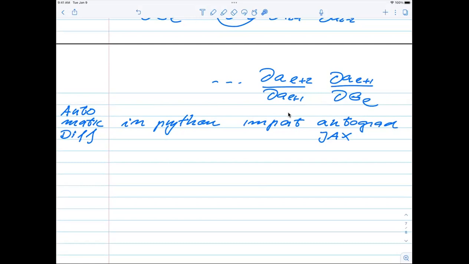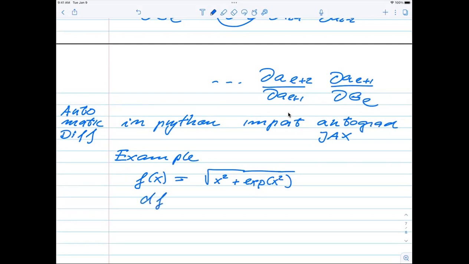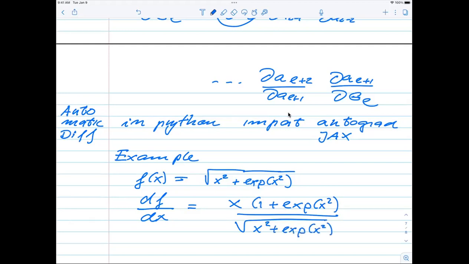We are going to look at a function which I'm going to define. Some of you may have seen this before. Suppose we have a function f of x, which is equal to x squared plus the exponential of x squared. Its derivative, and we are going to look at the way by which we can encode this in an efficient way, is given by x times (1 plus exponential of x squared), divided by the square root of x squared plus the exponential of x squared. So that's the derivative. In this case, it's a pretty simple function.